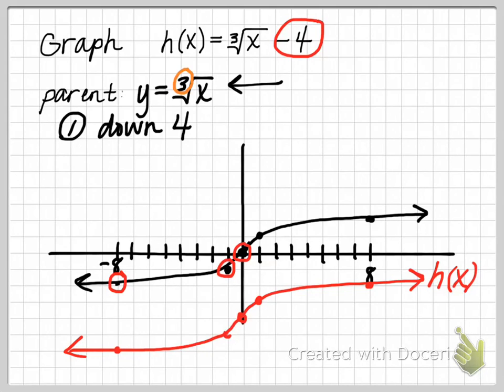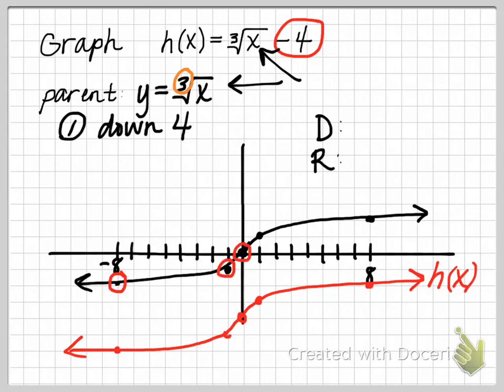Now let's go ahead and talk about domain and range while we're here. So the domain, we're talking about the domain for my finished product here, my red function, which is h of x. Remembering that domain's asking you for the x values. What kind of values are we allowed to input into the function?